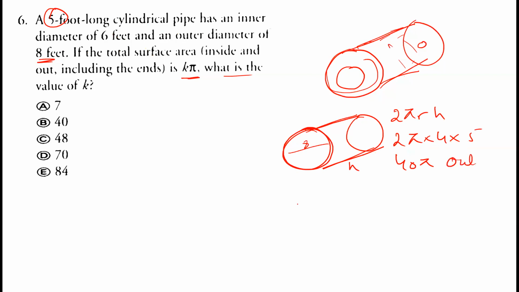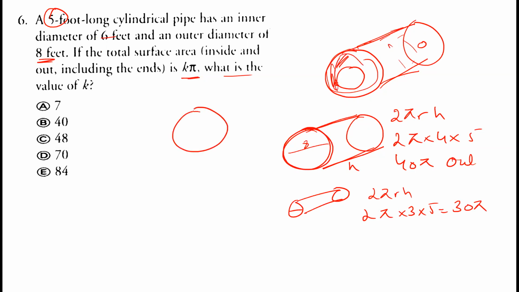So the inner ring has the diameter of 6. So the surface area would be again 2 pi r h. So 2 into pi r would be 3 and h is 5. So 5 3s are 15, 15 2s are 30 pi. Now there's another area we need to calculate. So this is the area.